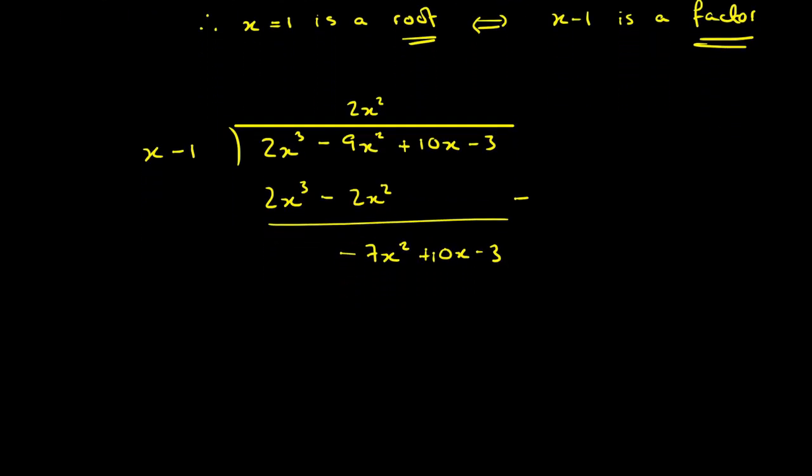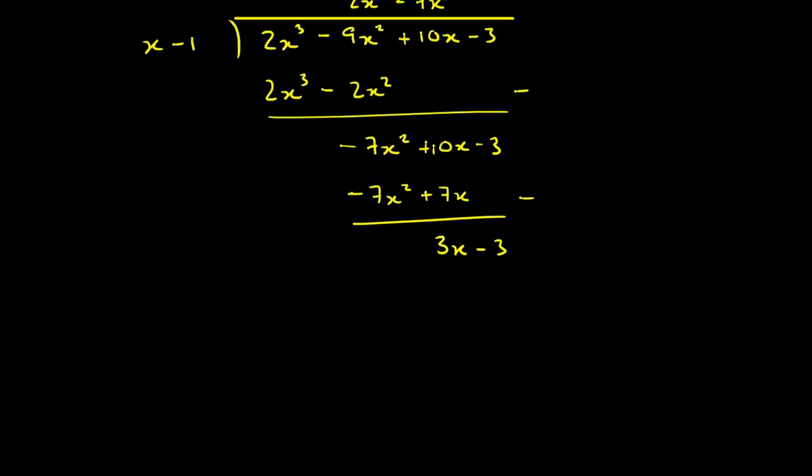Okay, so this means that negative 7x squared is our new leading term. So I then divide this by x, which gives me negative 7x. I multiply negative 7x by my divisor here, and that gives me negative 7x squared plus 7x. And again, I subtract. Negative 7x squared minus 7x squared is 0. 10x minus 7x is 3x. And then I still got minus 3.